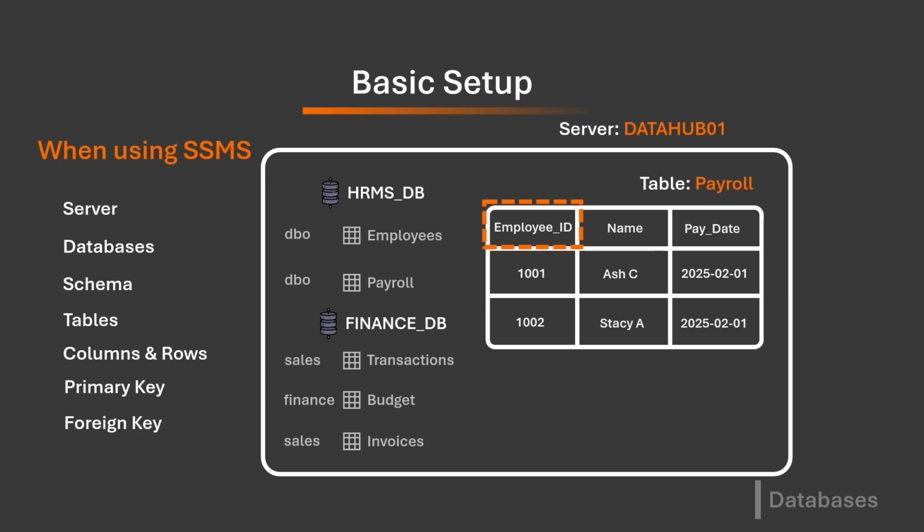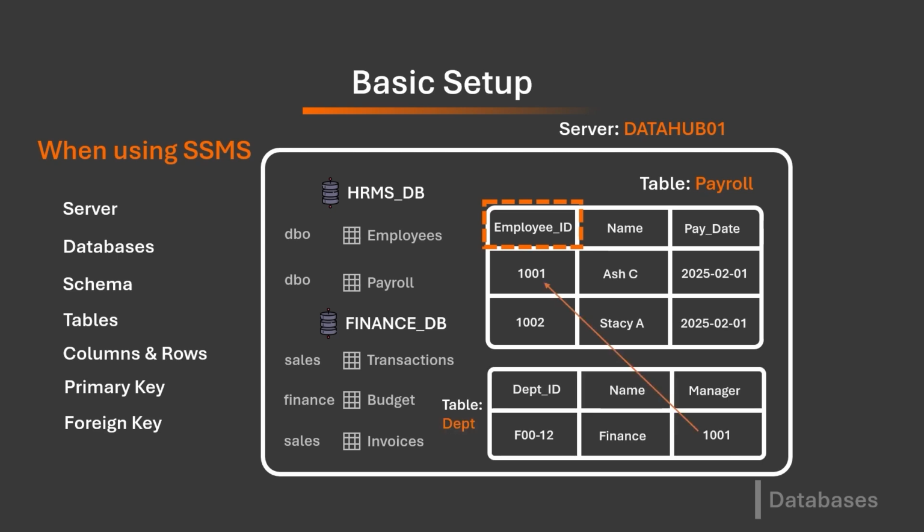A foreign key is a column in one table that refers to the primary key of another table. It establishes a relationship between two tables. So for example, an employee ID column in a department table would be a foreign key, linking each department to its manager in the employees table. This helps ensure data consistency across related tables.